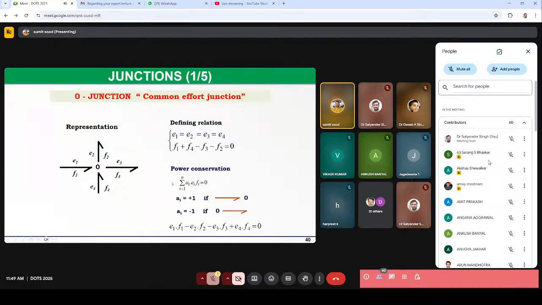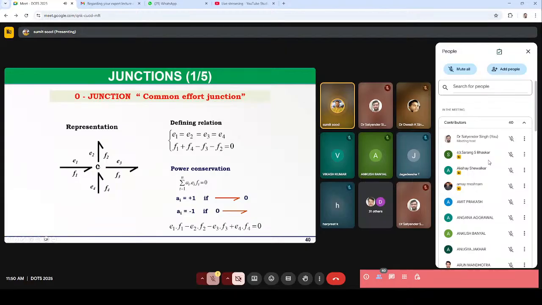Now let's come to the junctions. Like I said, we will discuss it later. There are two types of junctions, 0 and 1. These junctions basically represent the conservation of power. There are multiple ports or multiple bonds or multiple power transformations happening here, so they all connect here at this 0 junction.